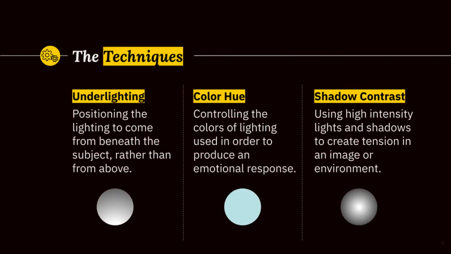As mentioned prior, we chose our lighting techniques based on the preliminary research we investigated. Preliminary research showed the following 3 techniques being some of, if not the most, common for horror lighting: underlighting, color hue, and shadow contrast. To define each of them, underlighting is when the positioning of the lighting comes from beneath the subject, rather than from above. Color hue is controlling the colors of lighting used in order to produce an emotional response. Lastly, shadow contrast is using high-intensity lights and shadows to create tension in an environment or image.